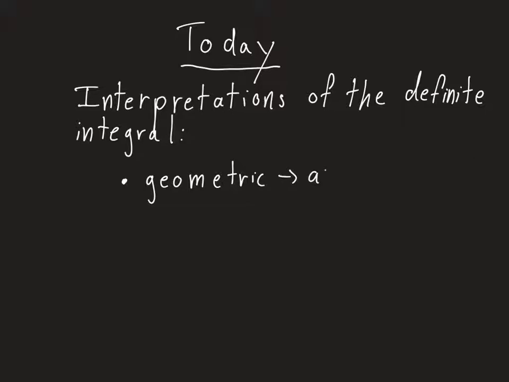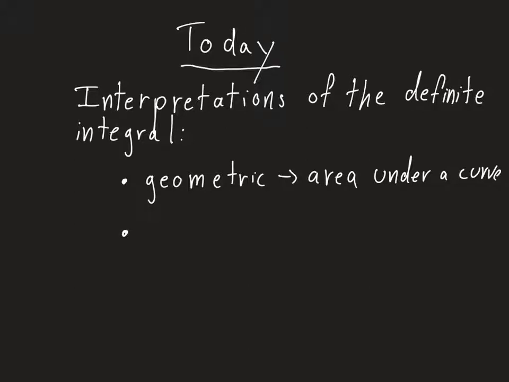And this is going to be area under a curve. Again, this is what I focused on a bit last lecture, but there's a couple more things to cover here. Additionally, there are some properties that are important to know about this type of interpretation.